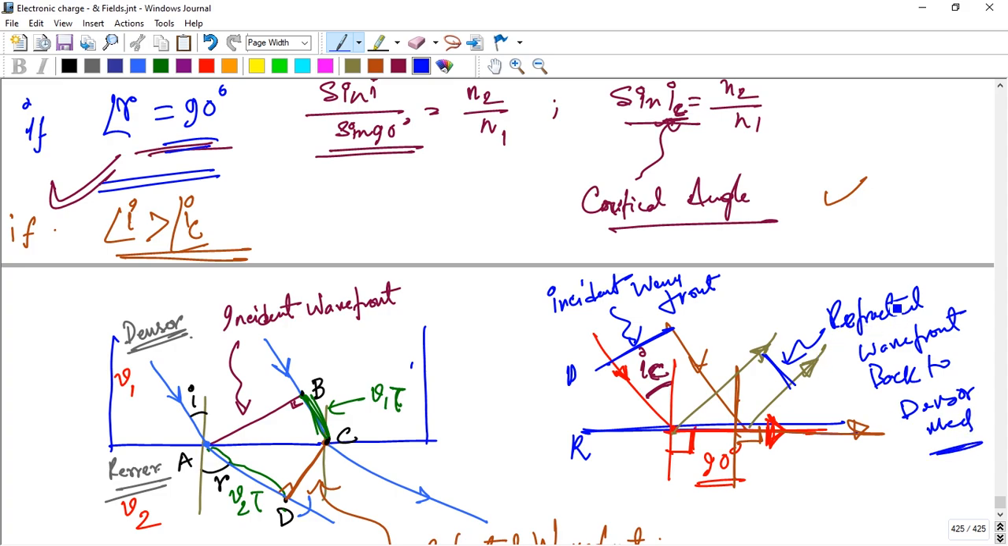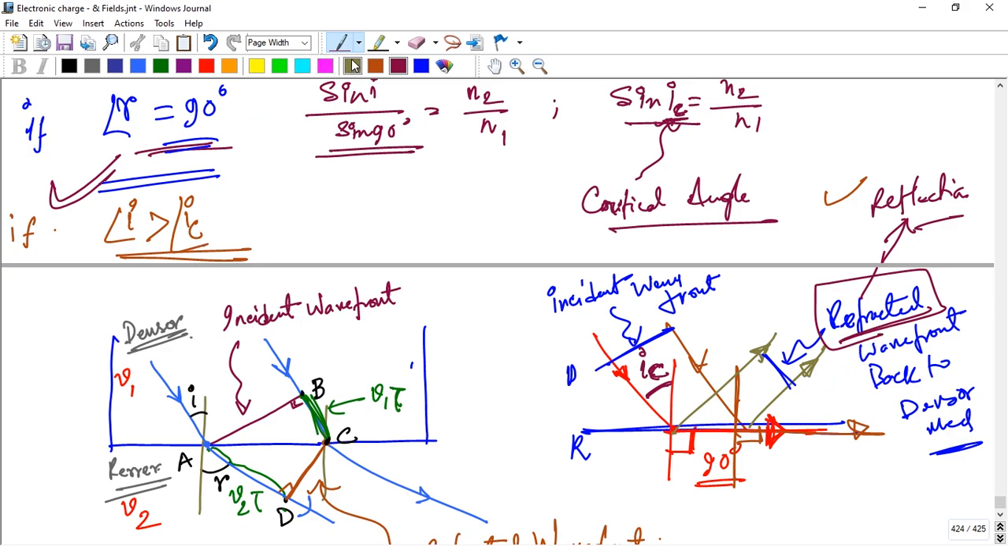Now this refracted ray is actually back in the same medium, so that's why it's a reflection. We know that if the incident ray goes back to the same medium, that's called a reflected ray. So that's why this is called total internal reflection. When the refracted ray goes back to the same denser medium, it is called the incident ray.